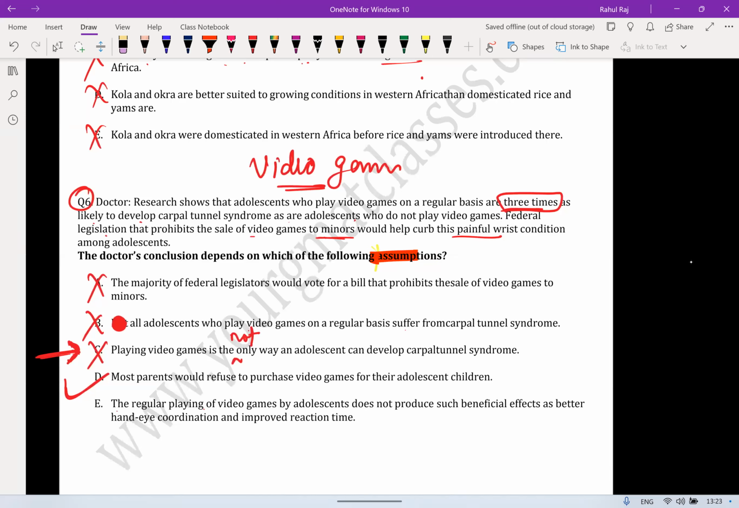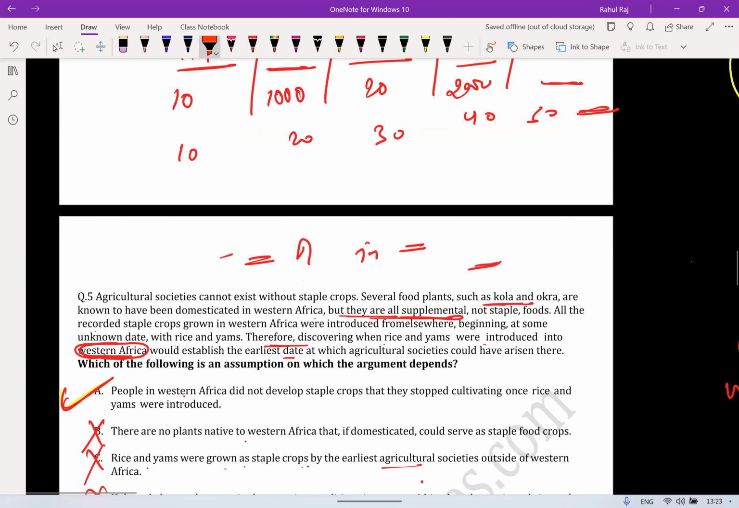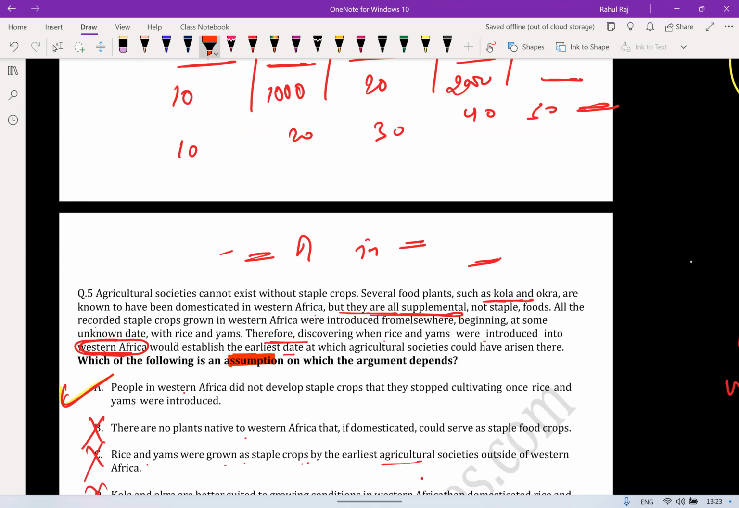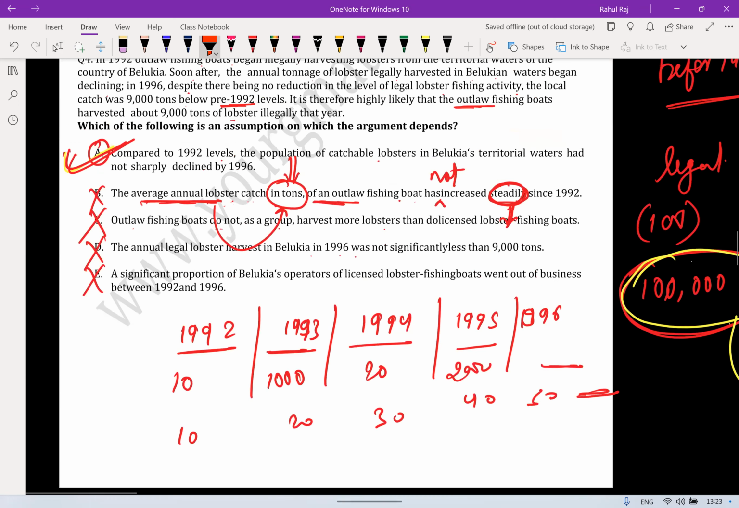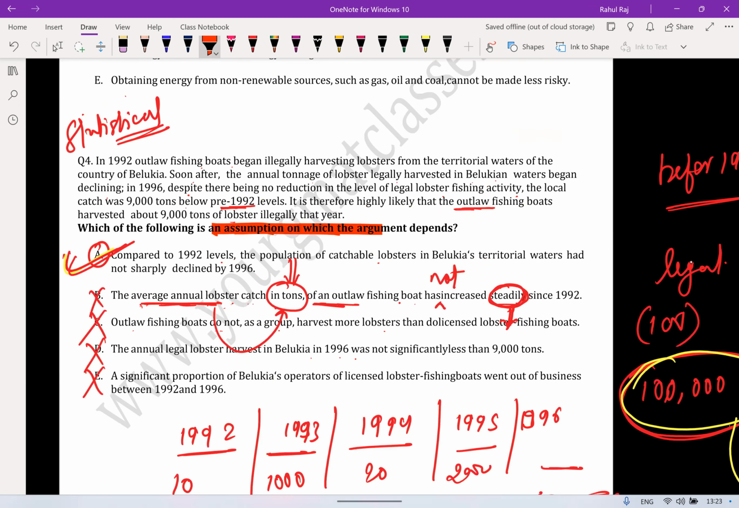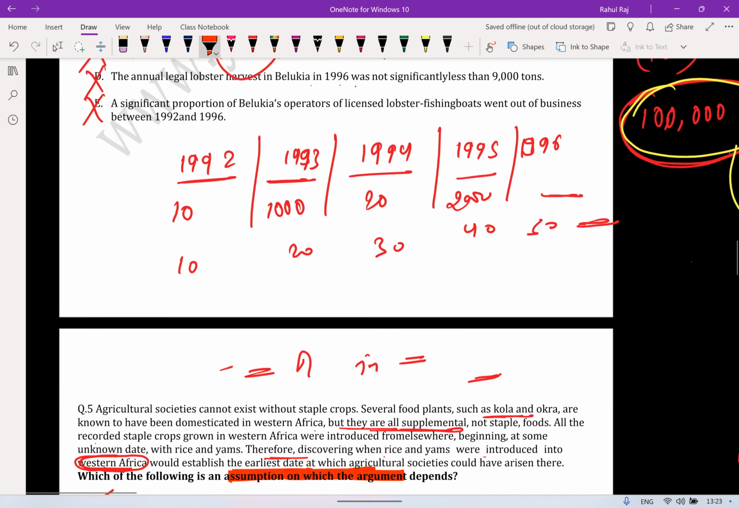It will be written in the question only when they give you the doctor's conclusion: depends on which of the following assumptions. Everywhere it will be written, like, let's say, which of the following is an assumption on which the argument depends. Okay, got it. I hope I'm very clear.